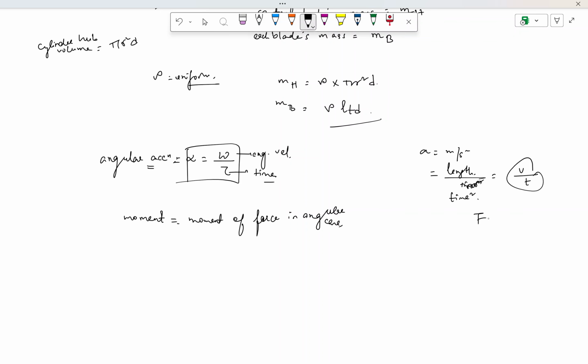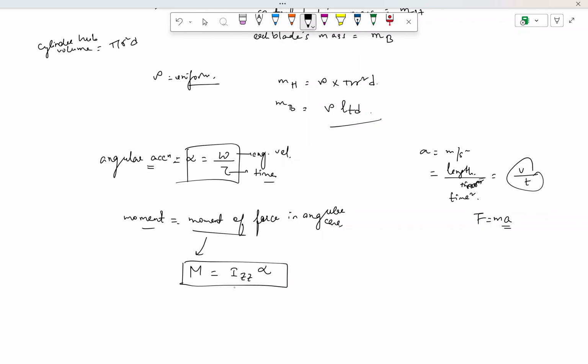Normally, linearly, you know that F equal to m times a, where m is the mass and a is the linear acceleration. But here the moment of force or the moment is basically in the angular case. So that will be a moment equal to Izz into alpha.